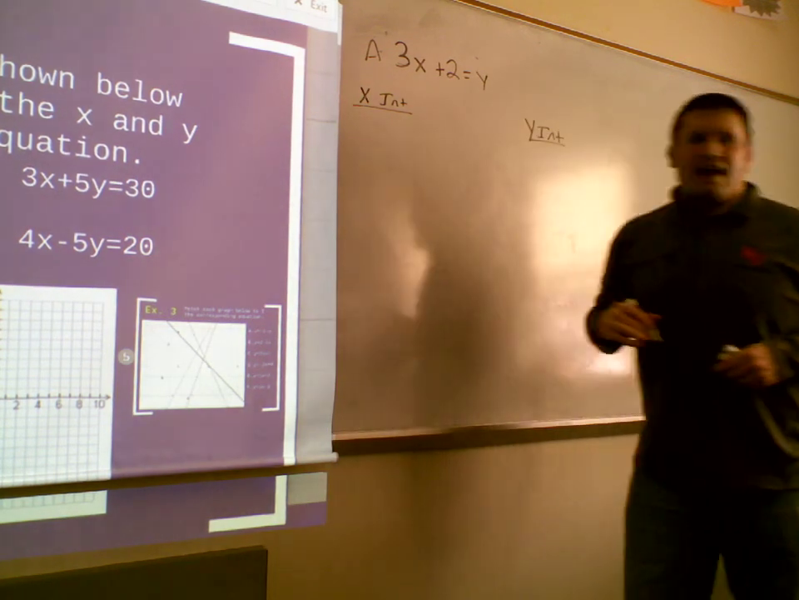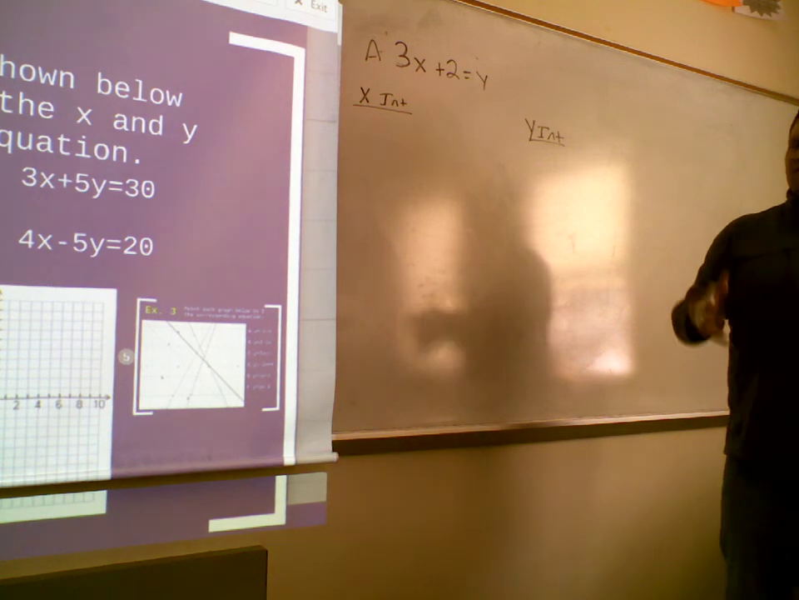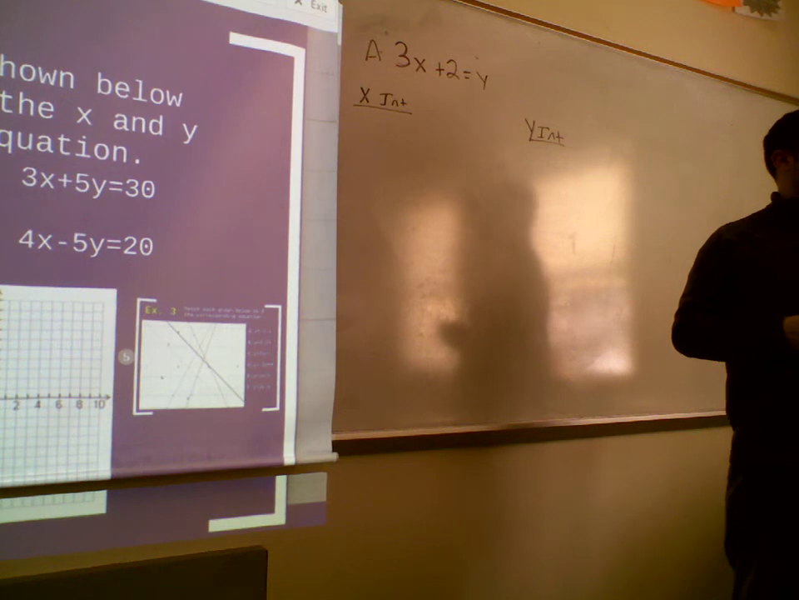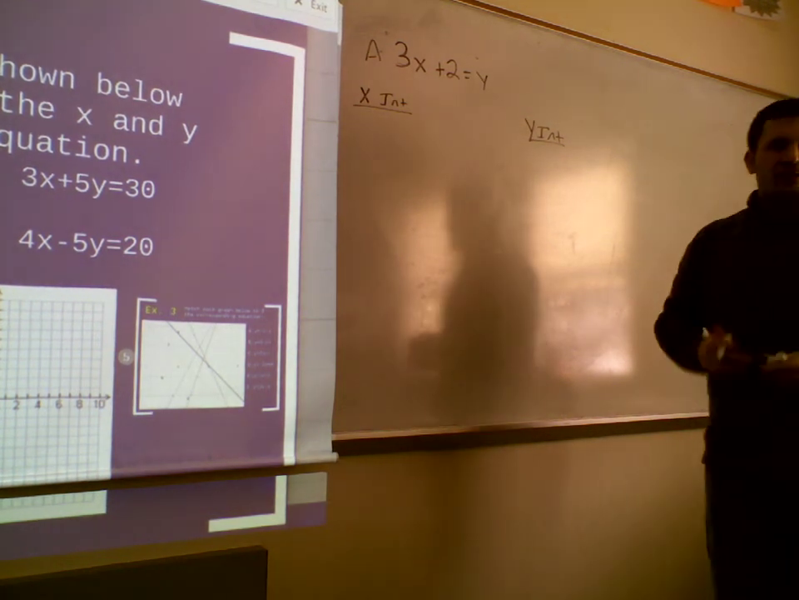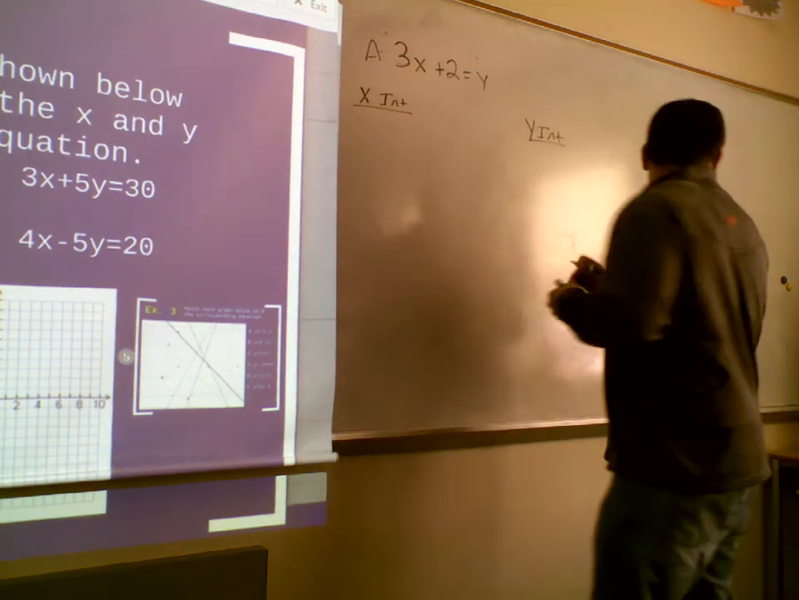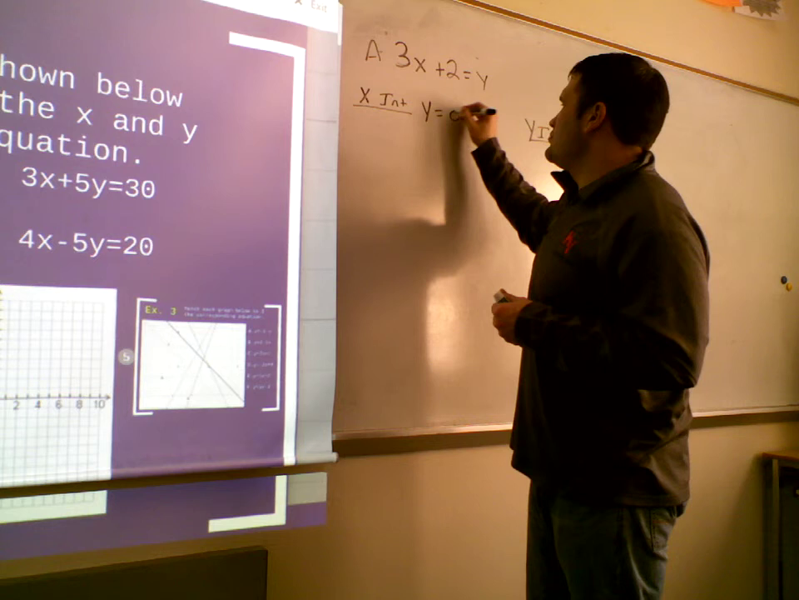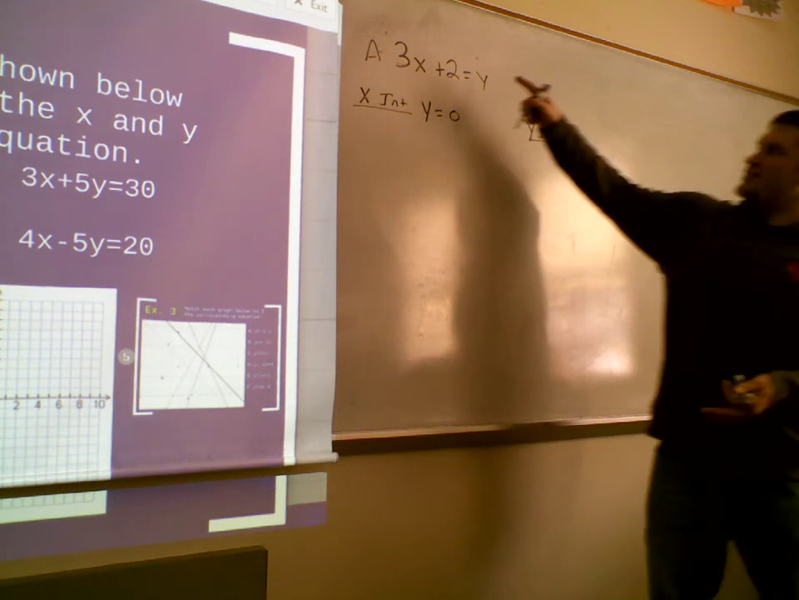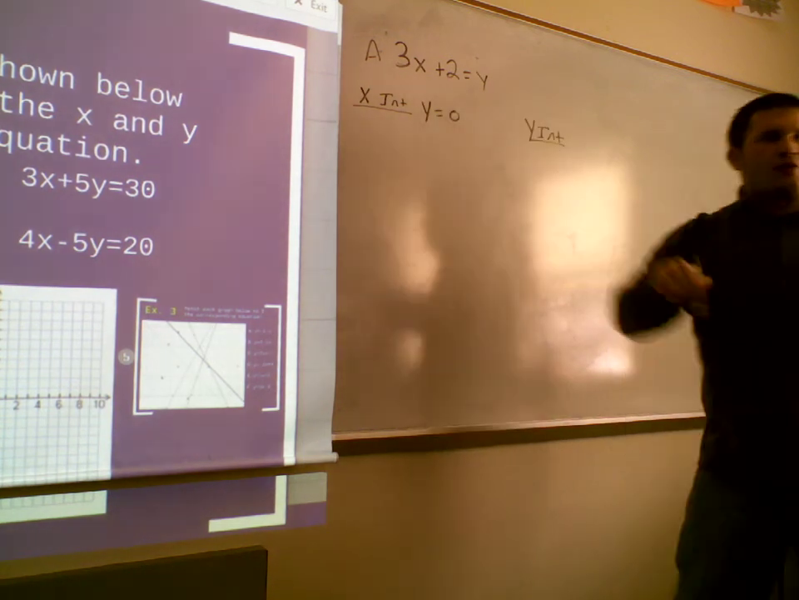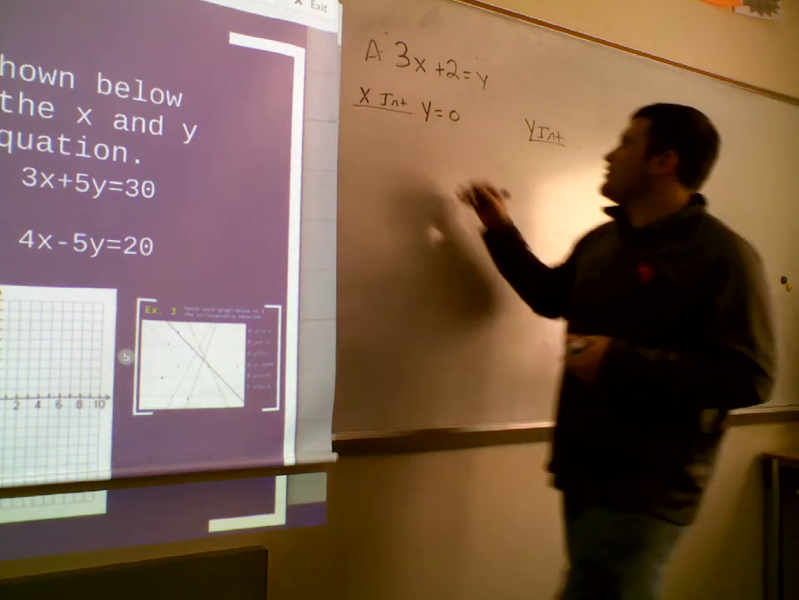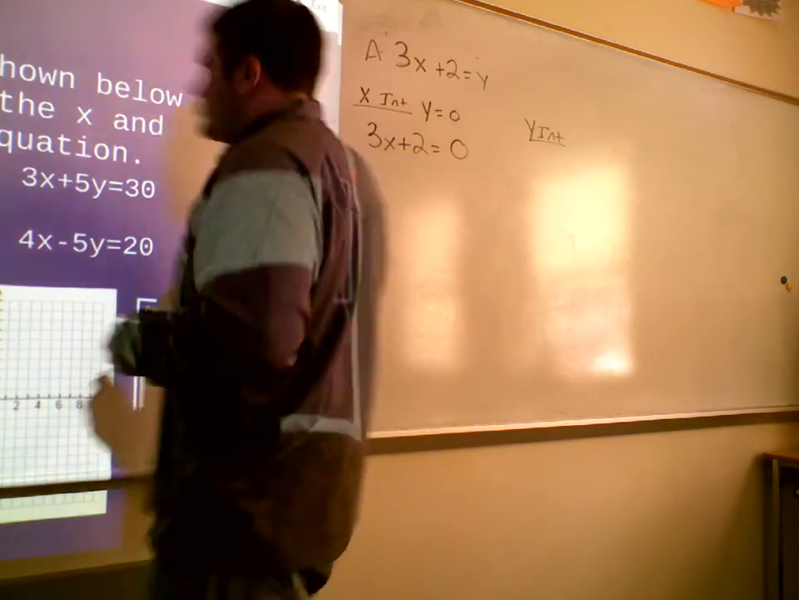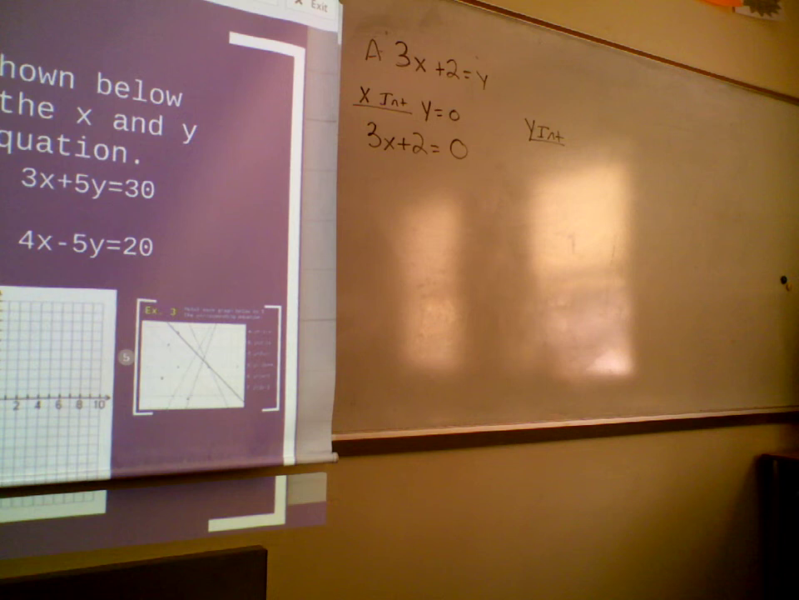Now in order to find the x-intercept, what value do I already know? The y is 0. If you're finding the x-intercept, you already know that y equals 0. That's what it means to be the x-intercept, right? So I take this equation, and which variable do I know right now? Y. So we have 3x plus 2 equals 0. And now we need to solve for what? X.